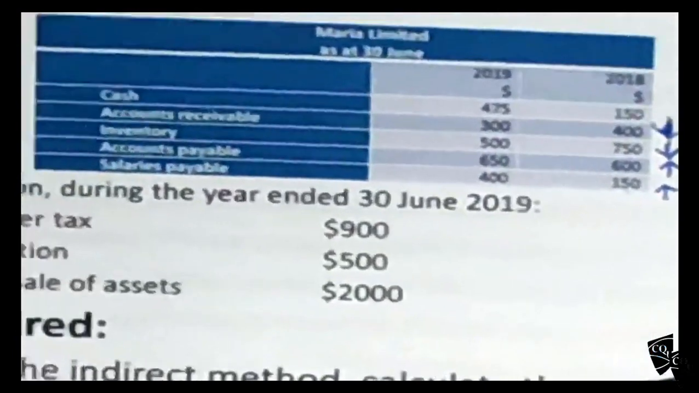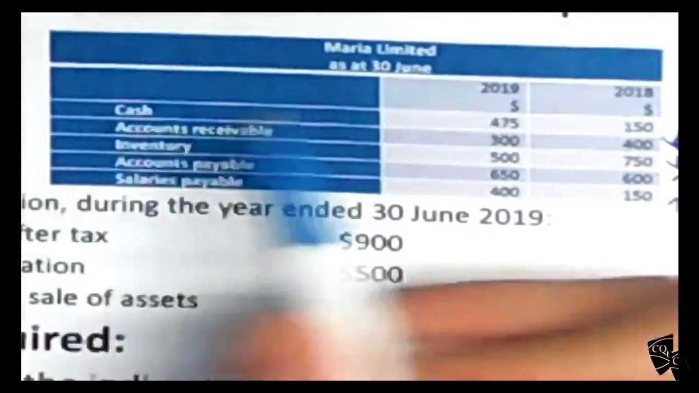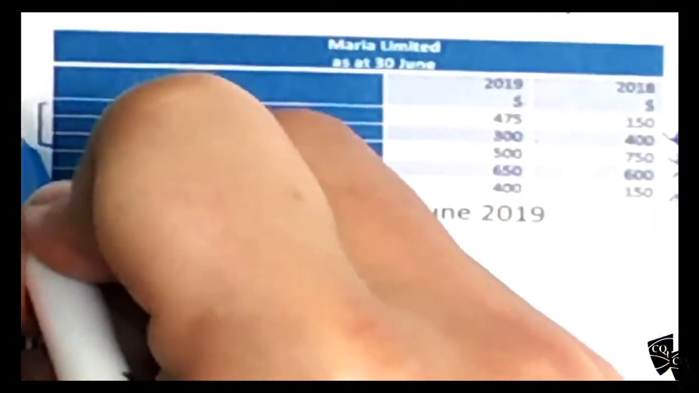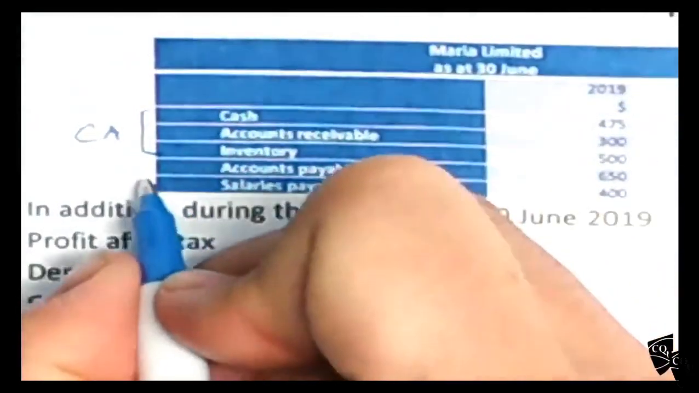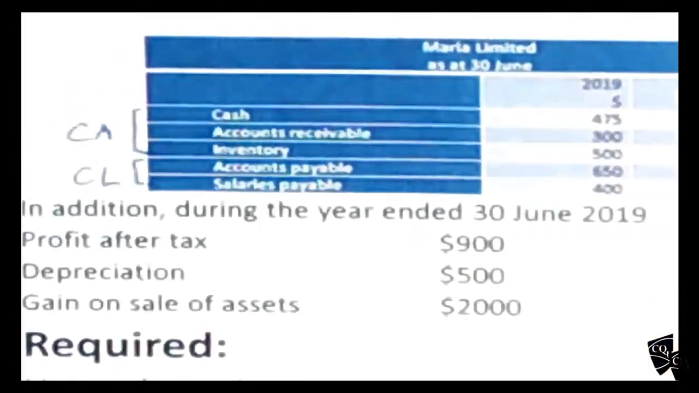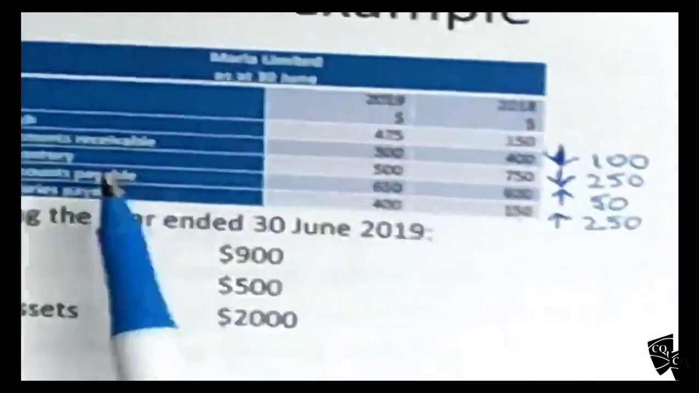Now, you also need to draw on your knowledge of what is a current asset and what is a current liability. We know that cash, accounts receivable, and inventory are our current assets, okay? So I like to put a CA next to those, or you can just write current assets to remind you. Accounts payable and salaries payable are our current liabilities. So now we've got the information, we know whether we've got an increase or a decrease.